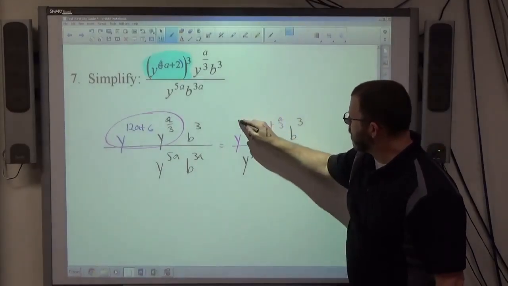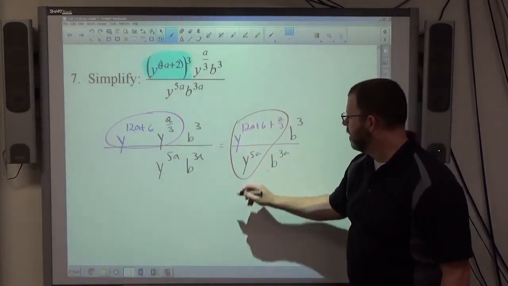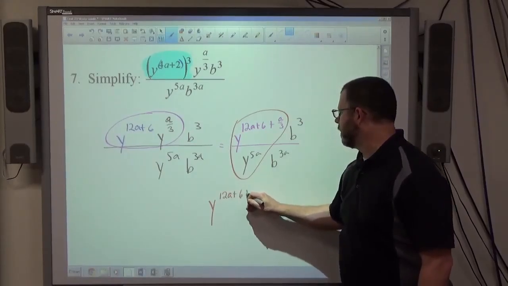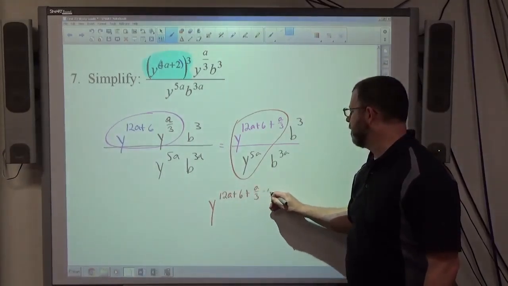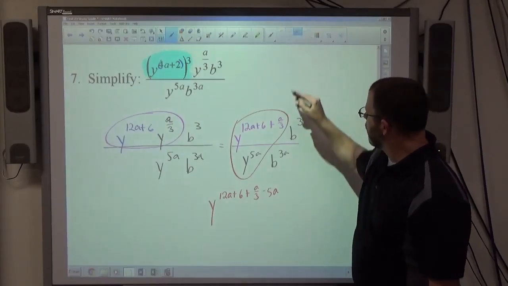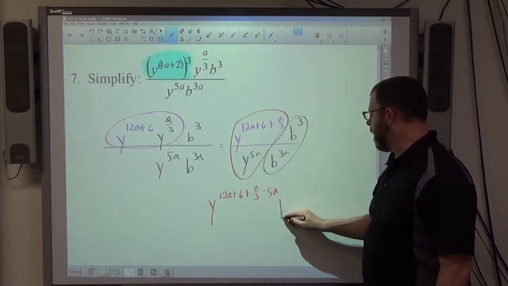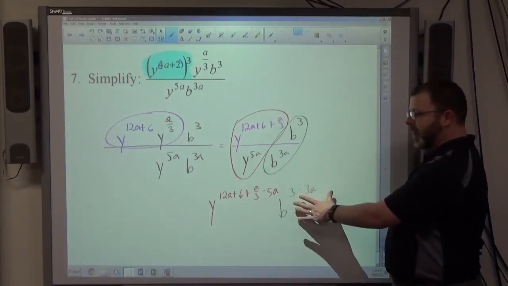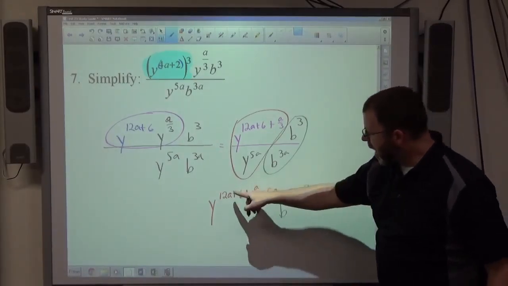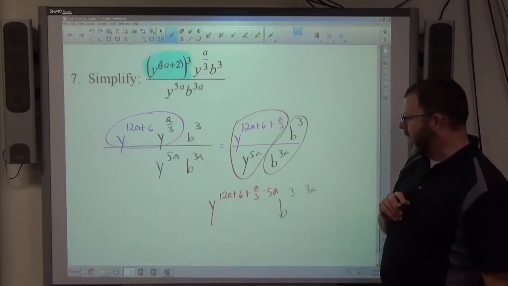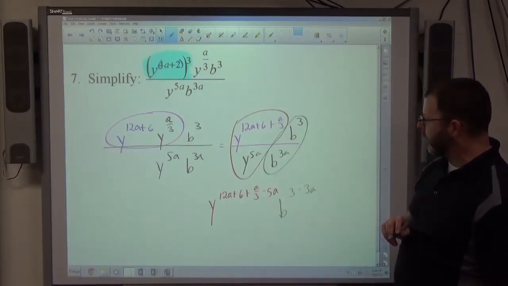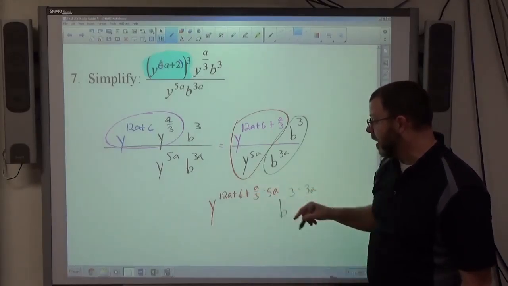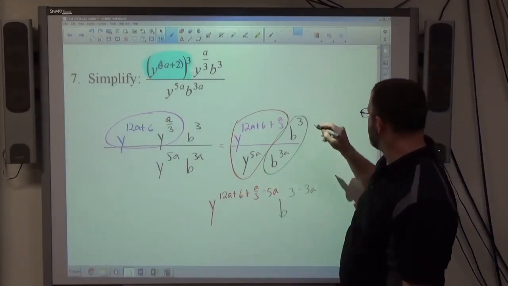So I'm looking at my y's. I'm going to take the top power, which is 12a plus 6 plus a over 3, and subtract 5a from it. For the b's, I take the top power 3 and subtract the bottom power 3a. B is done. I can't make that any prettier. I got too many a's in this power for the red one, so I'm going to have to add like terms. This is a over 3, so I need a common denominator 3. I'm just going to get everything on the common denominator there.